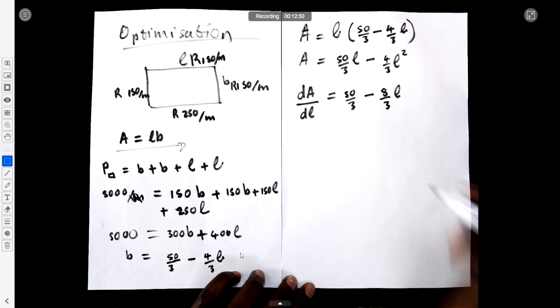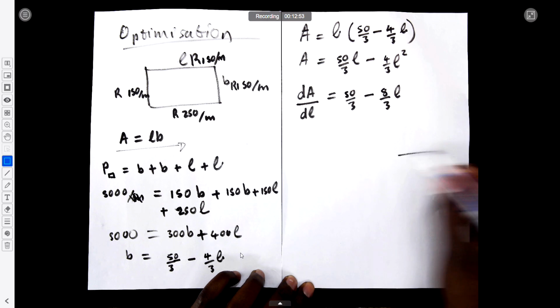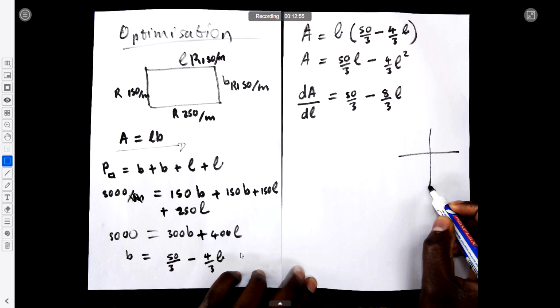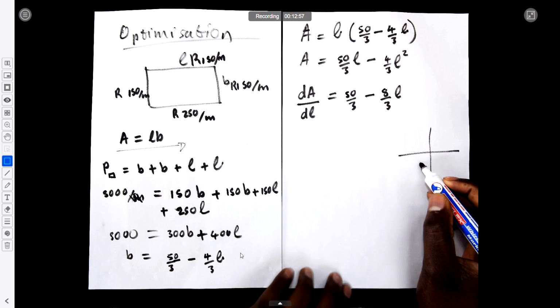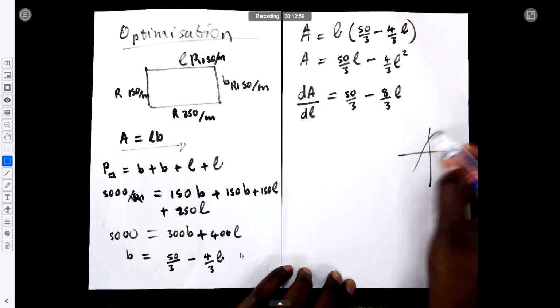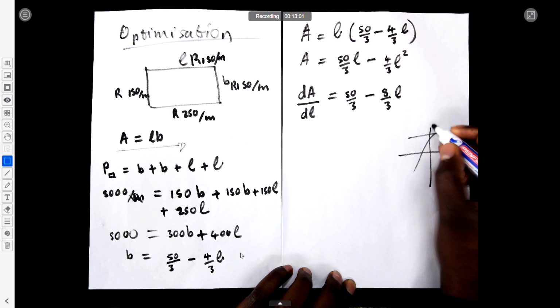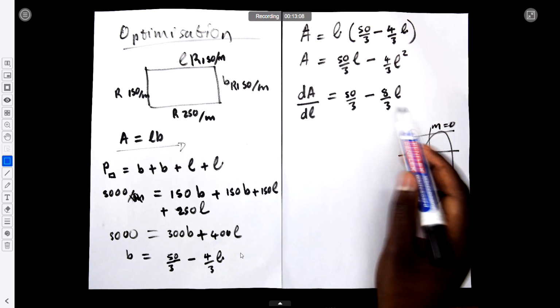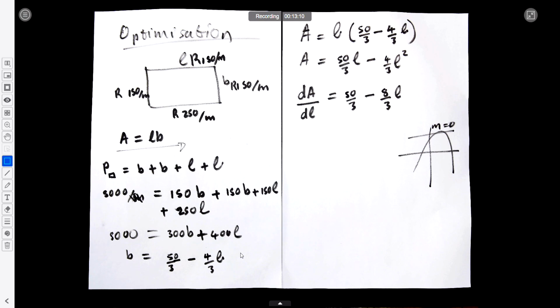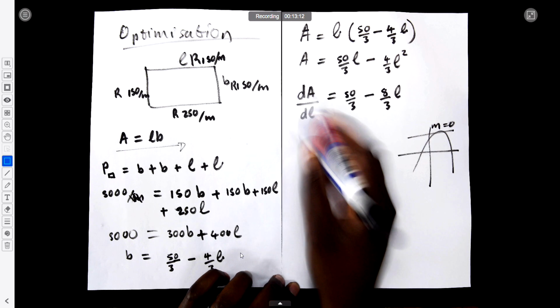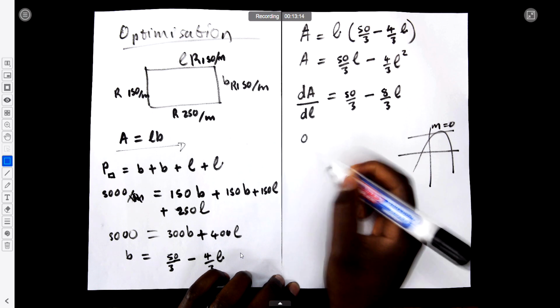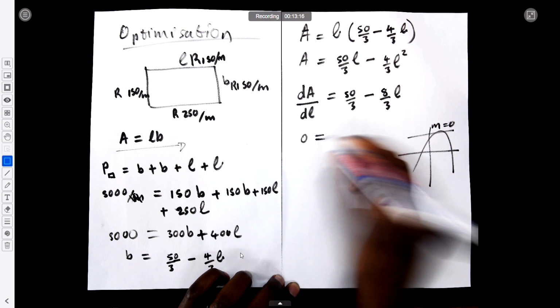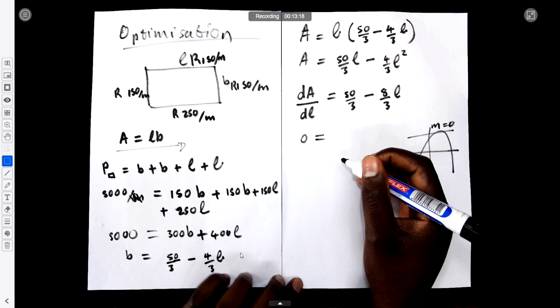I just want to use graphs, though we're not supposed to do that. You'll remember that at the maximum, the gradient is 0, isn't it? So we use that type of method. We know that the gradient is 0, so this can help us to determine the value of L. Therefore, at the maximum, dA/dL is equal to 0.